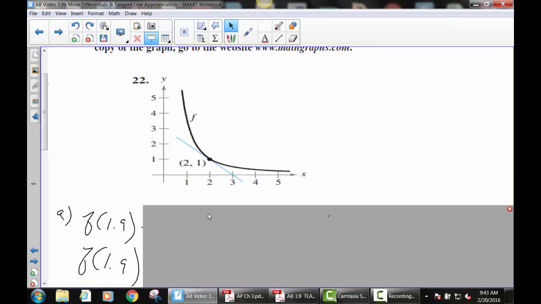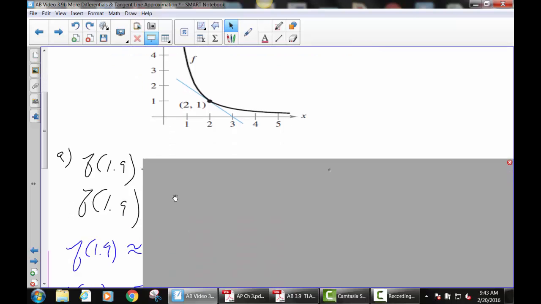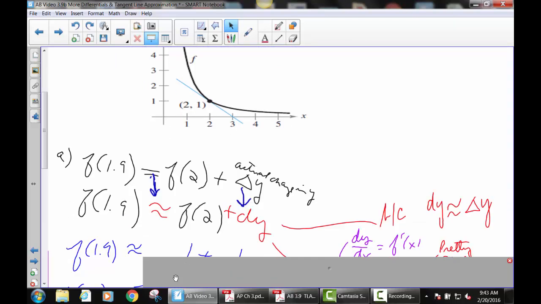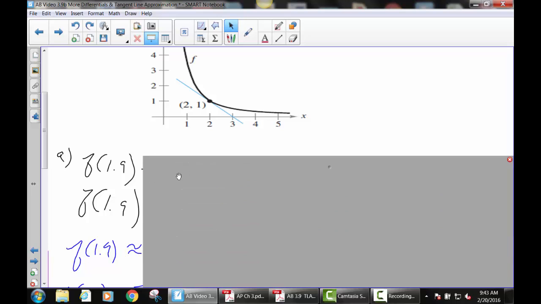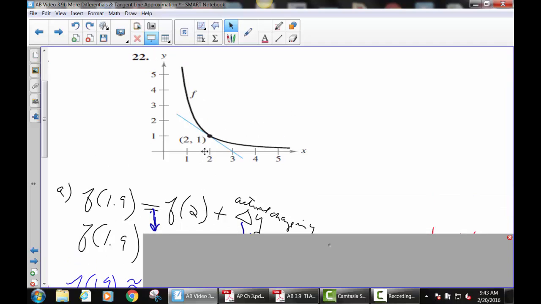So if we use our formula, I'm going to do it using differentials. So f of 1.9 is obviously f of 2, and at 1.9 would be about here. So f of 1.9 would be up here on the actual black f graph. But it is equal to f of 2 plus the change in y.